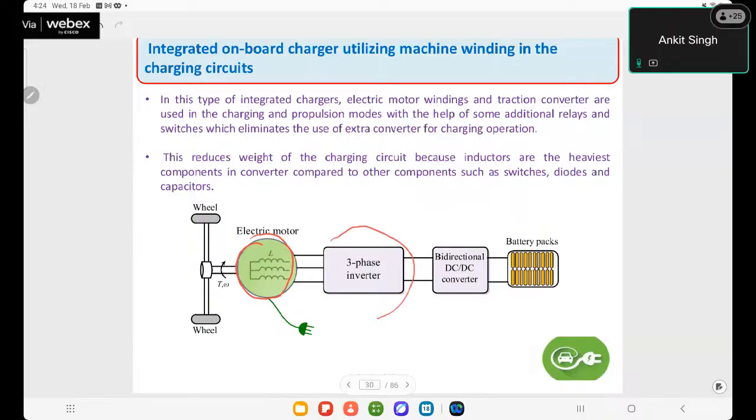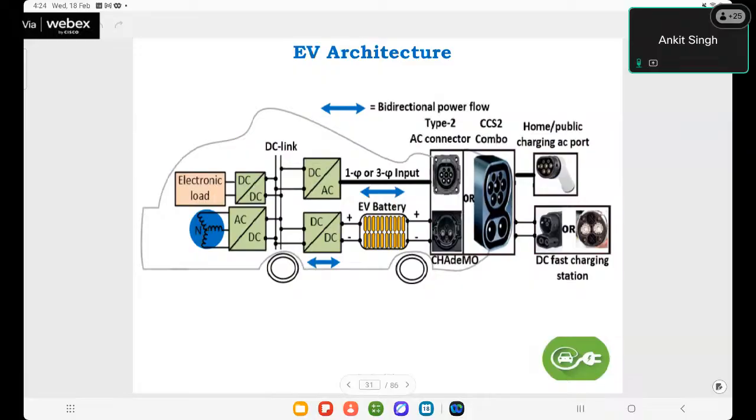A three-phase inverter, that is a DC to AC converter, can be operated as a boost converter. So this concept is widely used in the electric vehicle for charging applications, so that a completely independent charging converter can be eliminated. So this is the block diagram of the EV architecture through the machine winding.